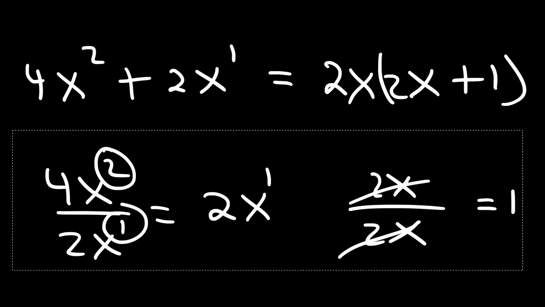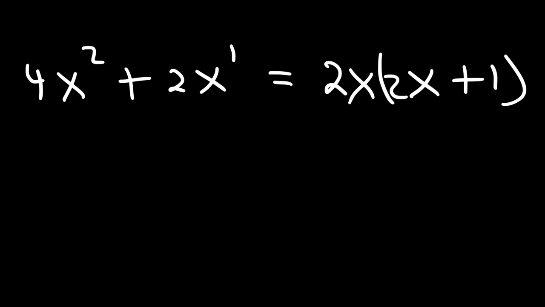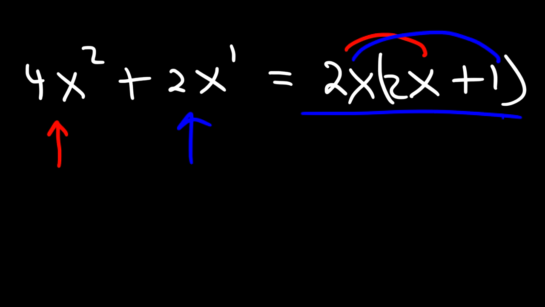And to check your work, to make sure that you have the right answer, you can multiply. 2x times 2x will give us 4x squared. And 2x times 1 will give us 2x. So we know this is correct. Now let's try another example.